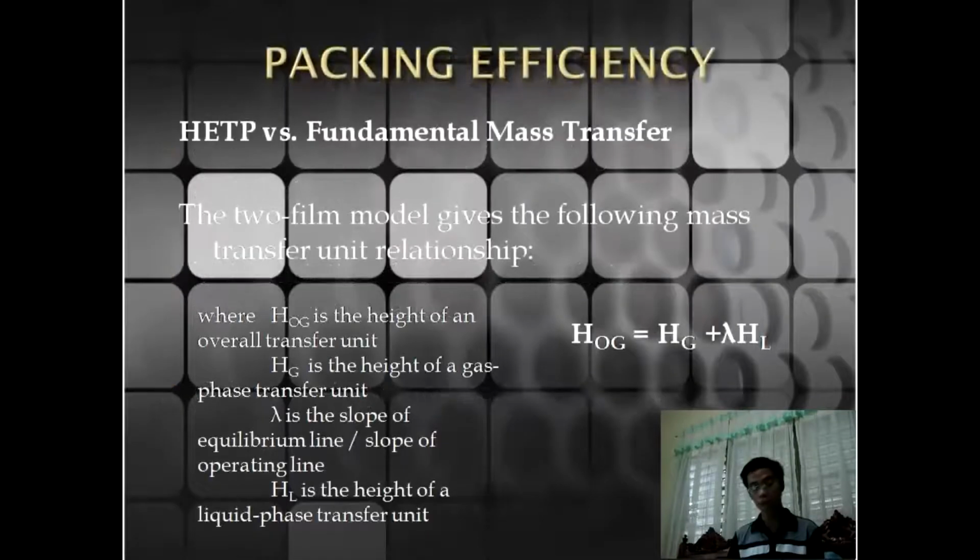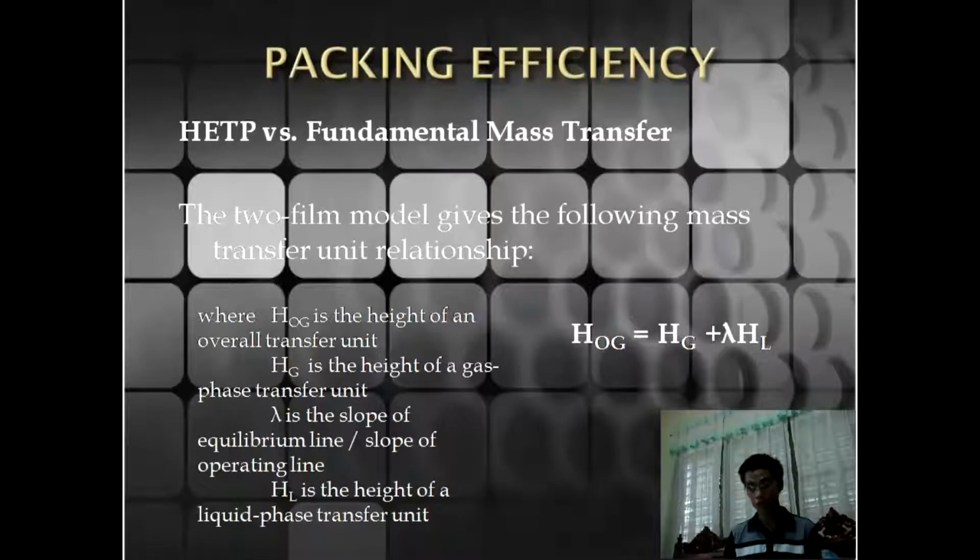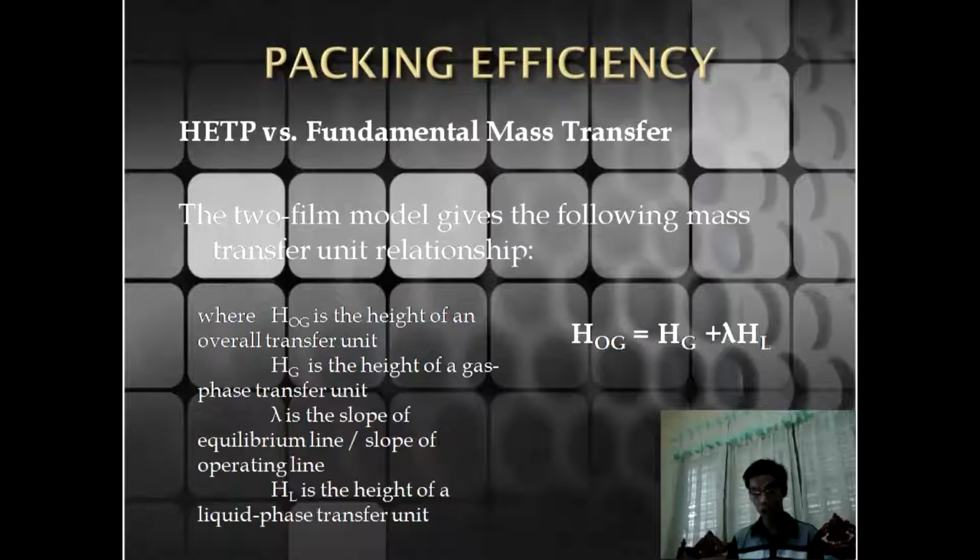There is no definite equation to compute for the efficiency of a packed column. To gauge the efficiency of the column, HETP, or the height equivalent of the theoretical plate, is determined. To arrive at the expression for HETP, we first consider the mass transfer unit relationship from the two-film model.